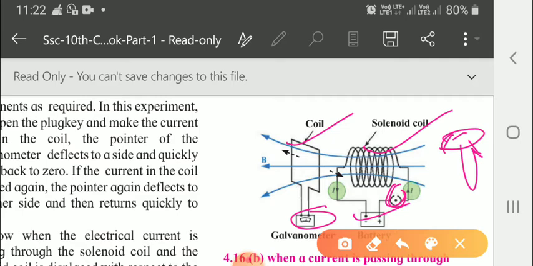Now children, the pointer of the galvanometer deflects to one side and quickly comes back to zero. But if the current in the coil is started again, the pointer again deflects to the other side and returns back to zero. So when the electrical current is flowing through the solenoid coil and the solenoid coil is displaced with respect to the coil, the current is still produced in the coil. That means we are changing the position. Suppose this solenoid coil is displaced to this side, then also the current is flowing.